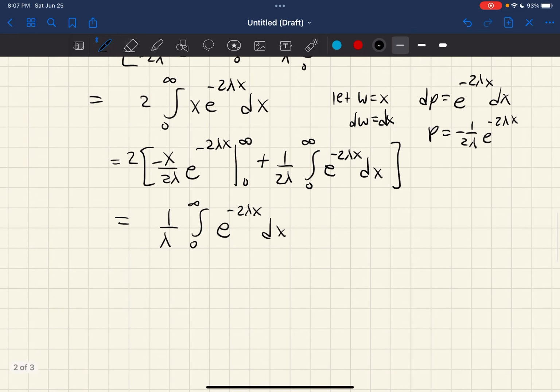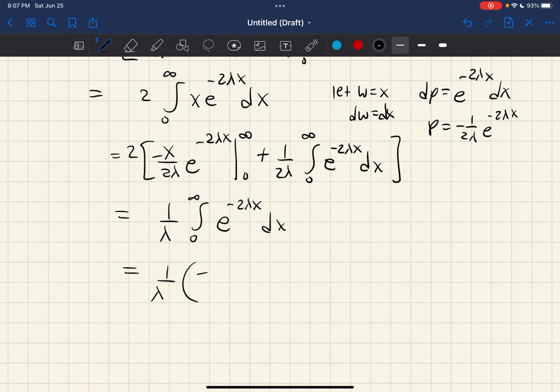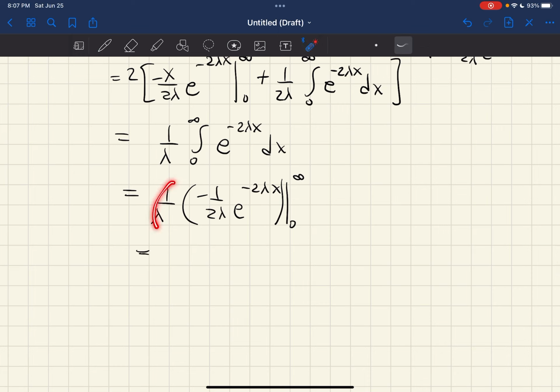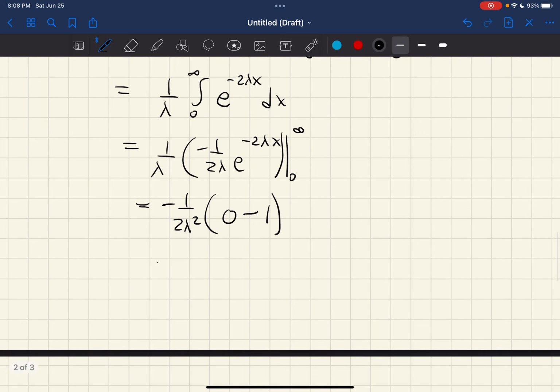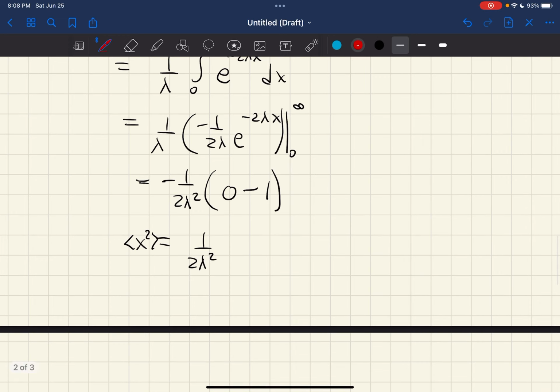So when integrating this, you just get negative 1 over 2 lambda e to the minus 2 lambda x, evaluated from 0 to infinity. So we see that we can multiply this term times this term, and we get 1 over minus 2 lambda squared times e to the minus 2 lambda x as x tends towards infinity. That just equals 0, so this first term is 0, minus, as x tends towards 0, this term tends towards 1, so that's just 0 minus 1, so we get 1 over 2 lambda squared, which is the expectation value of x squared. And I will stop here and do part C in another video.